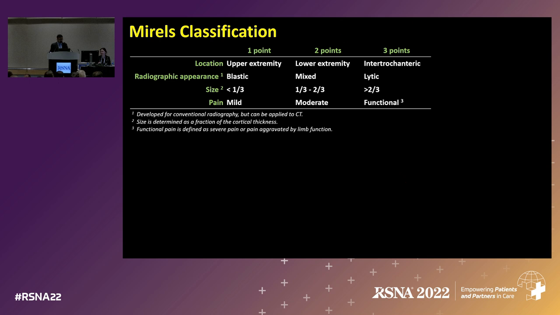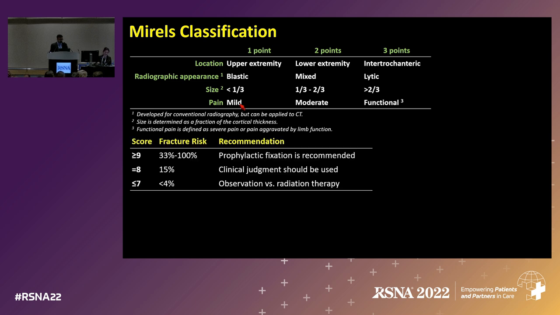This is basically the classification scheme. There are 3 points given for location of the lesion, radiographic appearance, size, and pain. And pain, obviously, we don't usually have that much information about. Then you add all those up, and if it's greater than 9, you say prophylactic fixation is recommended. Like every other thing in the medical literature, the first time someone publishes something, it's great, and then it starts declining in reliability after. This was initially very great. It's not so great now, but it's the best system we have, and it gives you a framework for thinking about fractures.